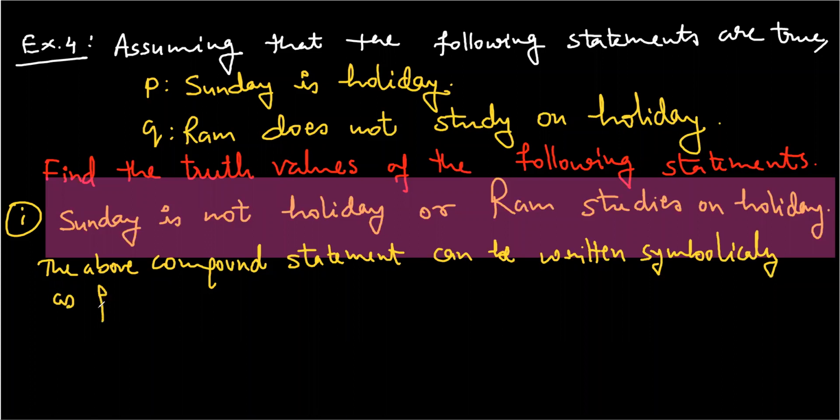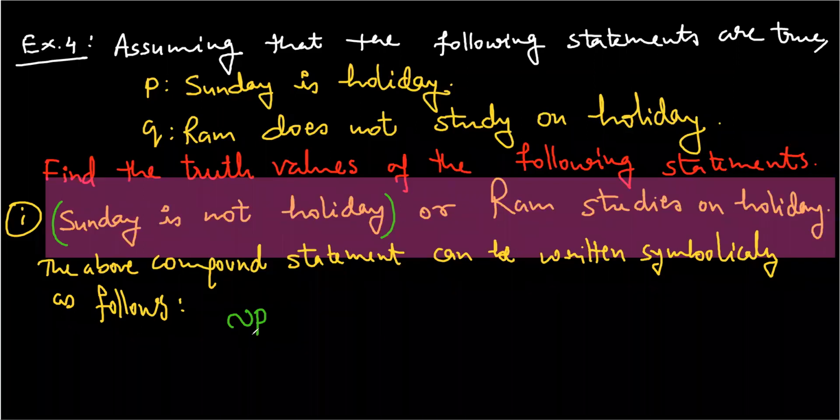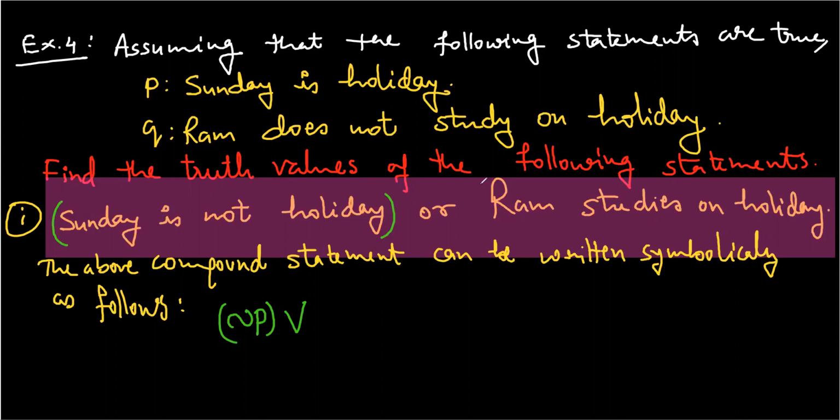as follows. So see, how do I write it symbolically? Sunday is not holiday. I will first write this as Sunday is not holiday. Students, Sunday is holiday is P. So Sunday is not holiday will be negation P. So here I write negation P for the first part. Then I have or. So since I have or, I will write disjunction. Then I go for the next after or.